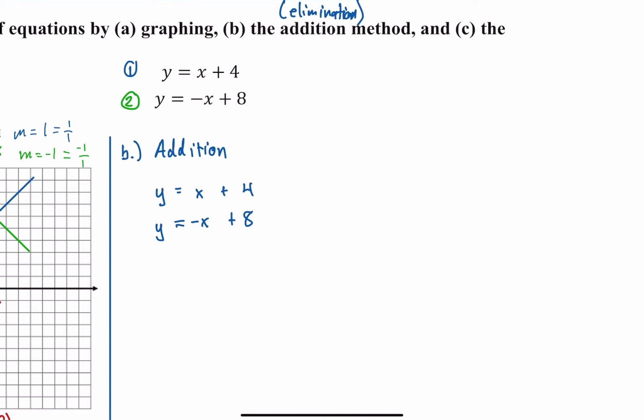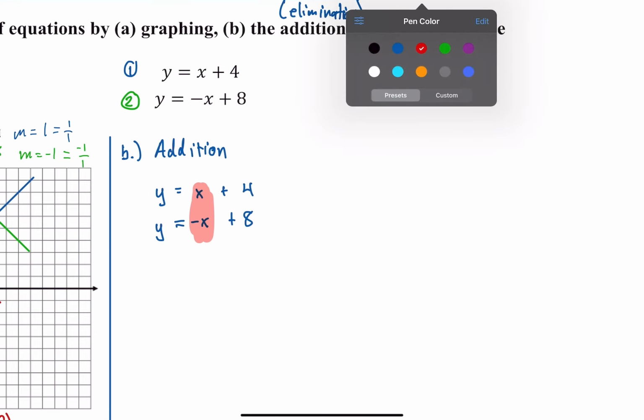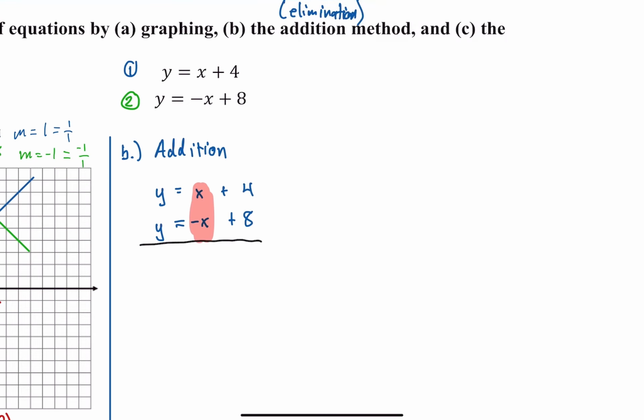This one's already set up pretty nicely for us, because if you look at this column right here after things have lined up, those are opposites. So when I add them, they're going to cancel. So you can think that what we're going to do is we're essentially going to just add down. So this ends up being 2y, x minus x is 0, so I won't even write that, and then we would have 12.